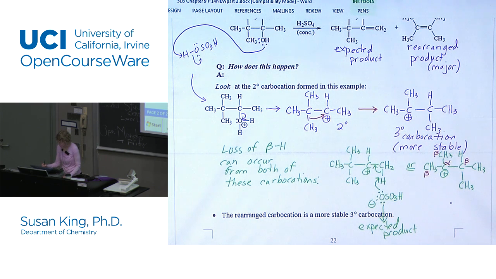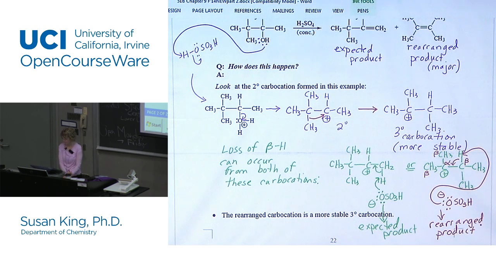Okay, so let's go ahead and do that right here. Going to have this come around, boom, grab that beta hydrogen. Going to go down here and make a new carbon-carbon double bond. That leads to the rearranged product. All right, questions on the rearrangement? Anybody? Yes?